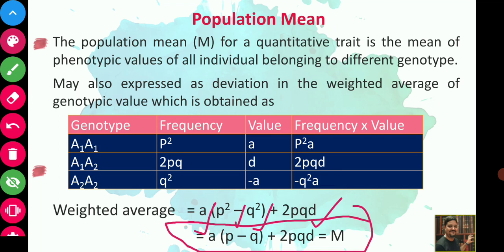So now in the next class we will see about the average effect of gene, and finally we will see the breeding value in view of today's class.